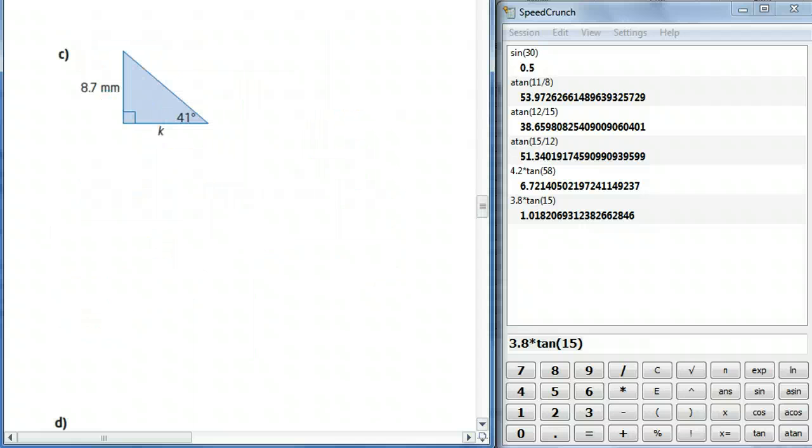Okay, let's try this question here. Now this question is a little bit different, because notice, again, if I'm given the angle 41 degrees here, 8.7 is the opposite. This is a little thick, so let's pick a thinner marker. There we go. 8.7 is the opposite. k is the adjacent. So in this case, if I set this up, tan of 41 degrees, don't forget that degree symbol, is the opposite, which is 8.7, divided by k.